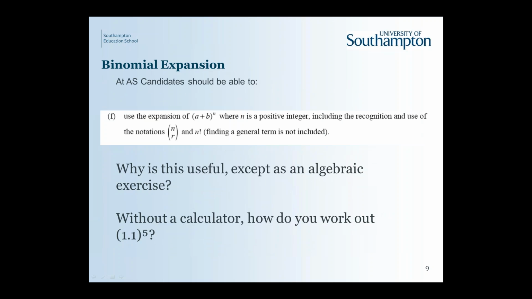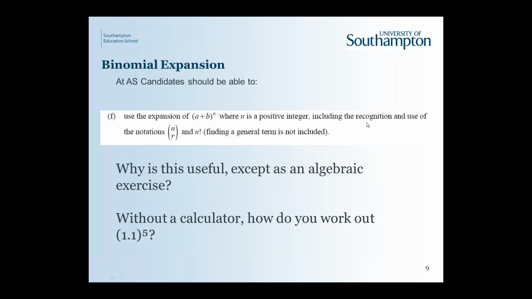Let us get into some maths. So this is binomial expansion, which is at AS, and it's all about expanding a binomial, which is just two things in a bracket. A trinomial would be three things in a bracket, for example. So something in a bracket to a power.